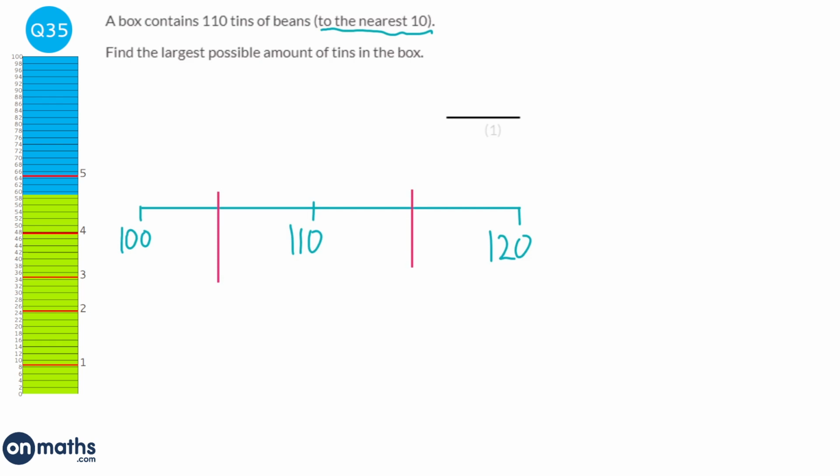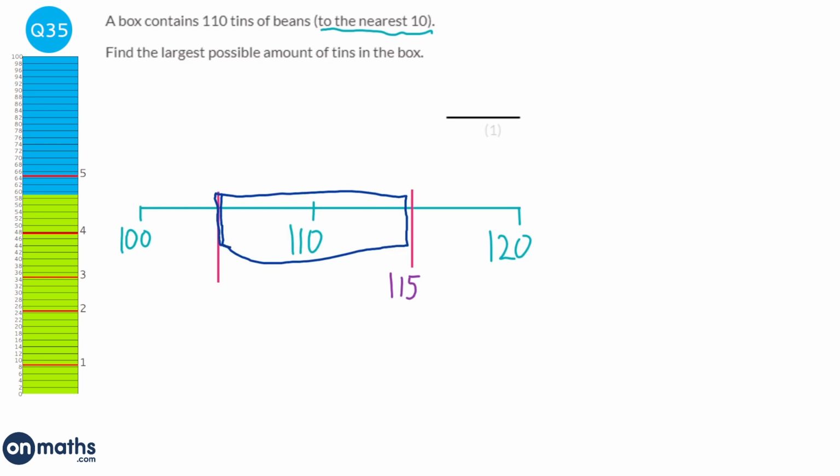If it goes above that cutoff point, it would have rounded to the next number up. So if the number was here, it would round to 120. If the number is on the cutoff point, which we can see is going to be 115, then we know it would round up. So we need to find the biggest number in this part here, and it includes this line actually.